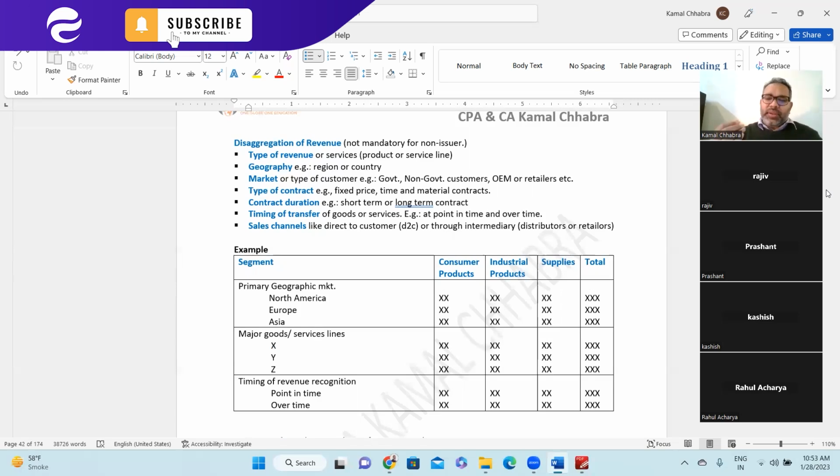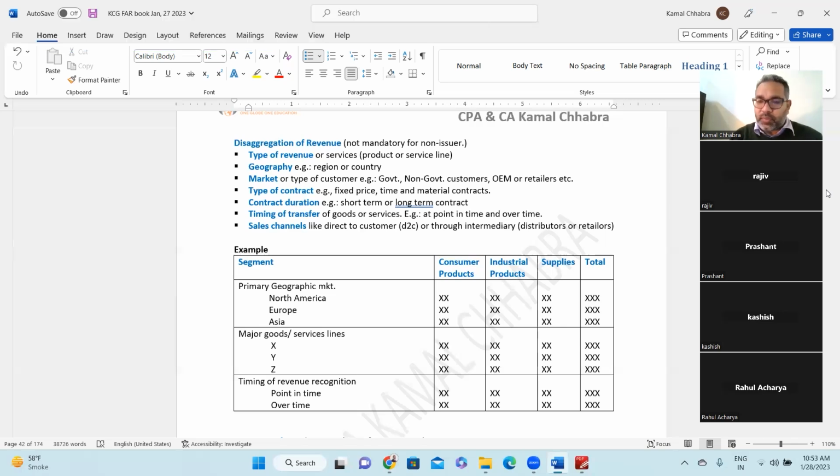What all things you need to be considered when you are making such disclosure, type of revenue and type of services, whether it's like products wise, service wise, right? Second is geographical location, region wise, Americas, North Americas, international, right? Then market wise or type of customer wise, it may be government customer specific product only for government customer, specific for non-government customer, specific for OEM, specific for retailer.